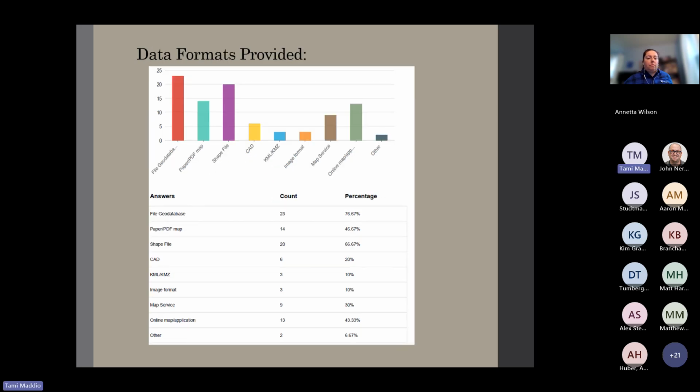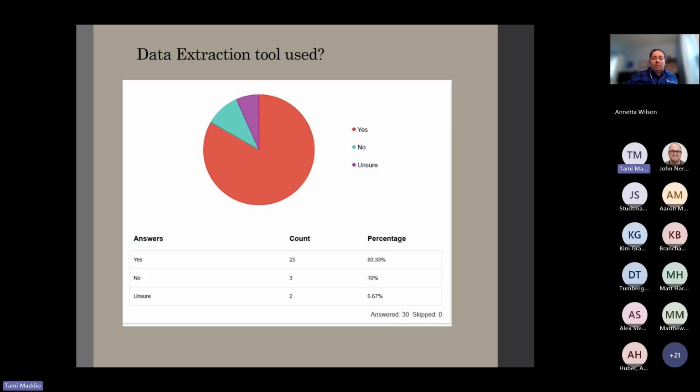The formats provided: I keep thinking that shapefiles someday are going to go away, but they're still a very popular method of exchanging GIS data. File geodatabases are winning in this case, but also some PDF maps, and I see that online maps are increasing here as well. So I'm interested to hear about that. Are we using extraction tools? The majority of us are, which is great to see. It makes our lives a little bit easier.